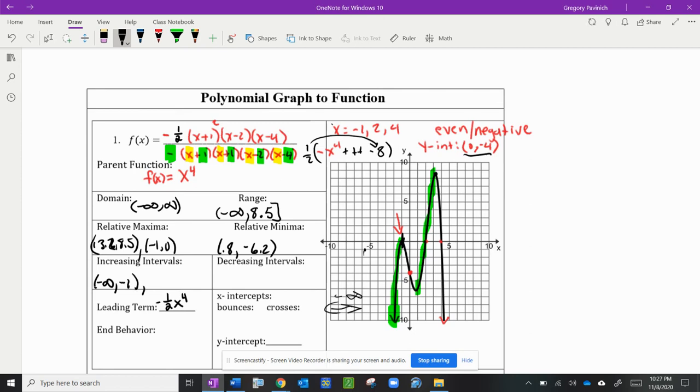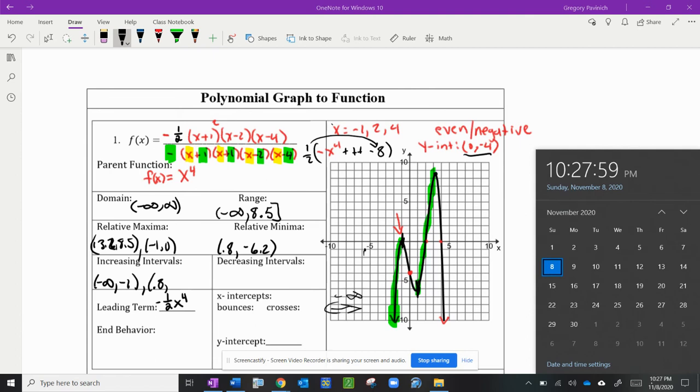Be careful. Look up at your relative min and max. Those are what splits up your increasing and decreasing. So you should be using a lot of those x values from your relative min and max. And then I'm going to be increasing again from right here, beginning at 0.8, all the way to the next max's x value, which was 3.2.